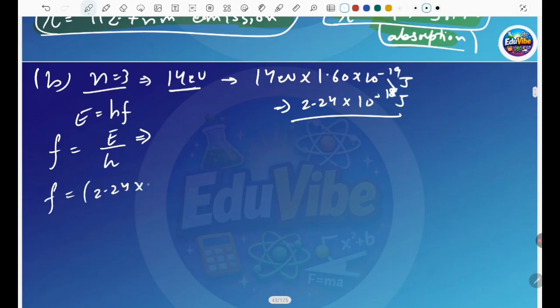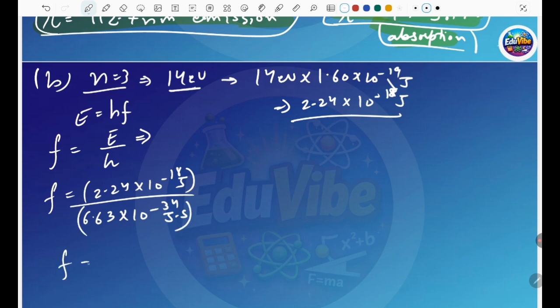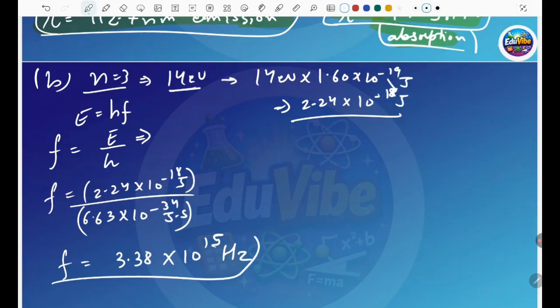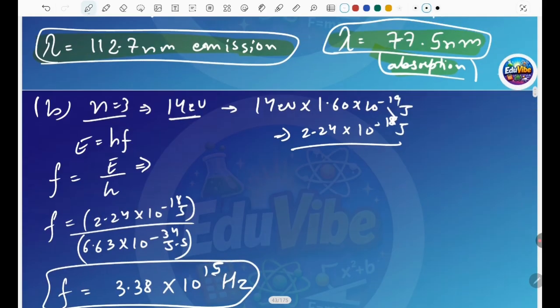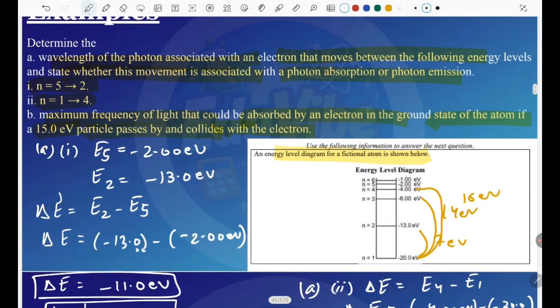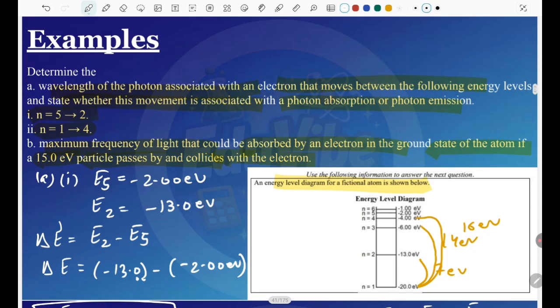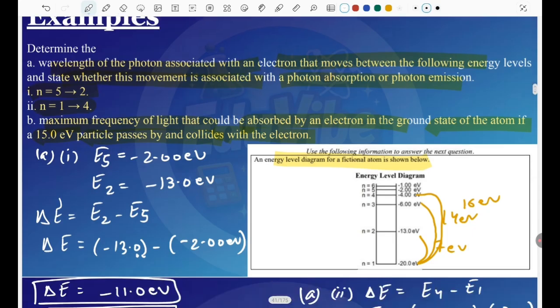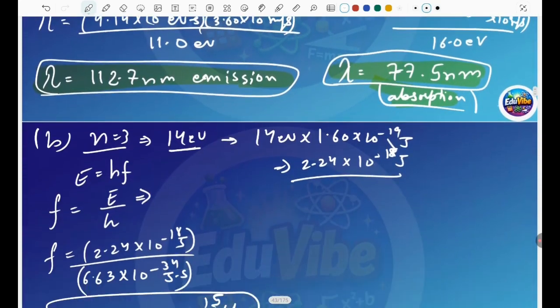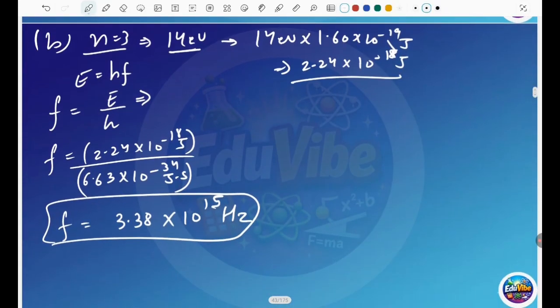So we put the values now, 2.24 into 10 raised to minus 18 joules divided by 6.63 into 10 raised to power minus 34 joule seconds. When you solve this, you get 3.38 into 10 raised to power 15 hertz frequency. That type of questions need some thinking, you have to do something like this to get the answer. We will discuss more of these in the practice notes of this part, which is very important, and you have to watch this too because this topic is very important and you have to know which type of questions you get in that.